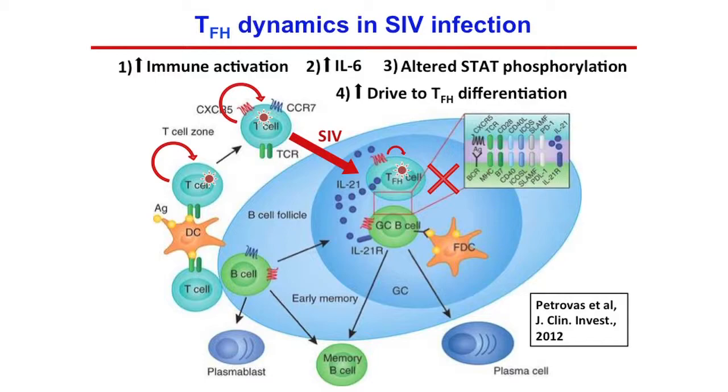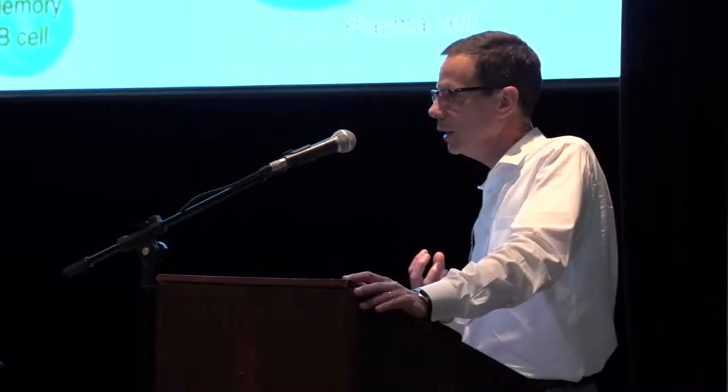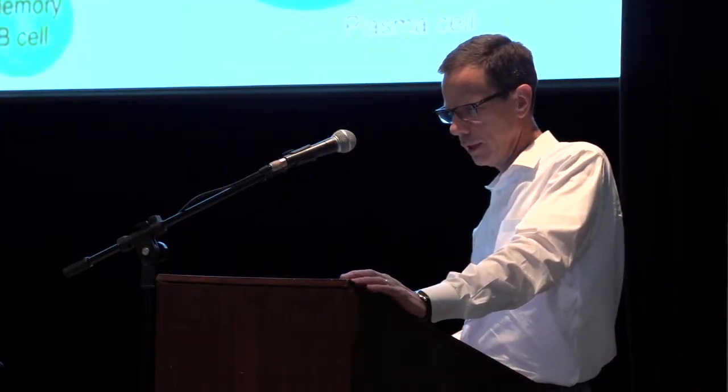So we don't think they're accumulating because they're resting in the germinal center and not dying. So the only thing that was really left is that SIV was somehow driving the differentiation of T follicular helper cells. And through a series of experiments, we showed that that's exactly what's happening, probably somewhat in an antigen-specific manner, but also from the general immune activation that occurs in SIV and HIV infection.